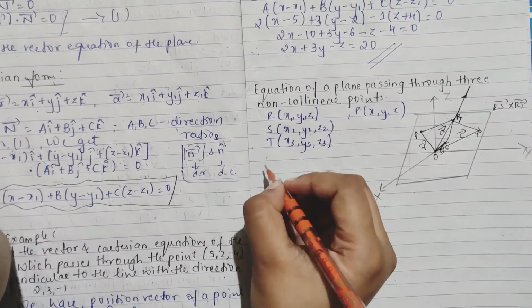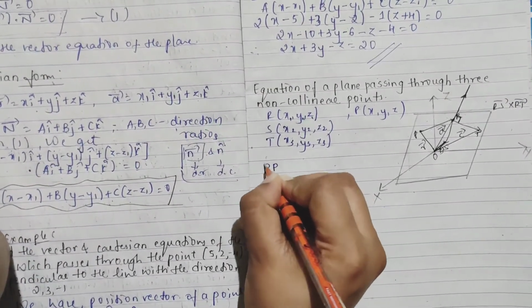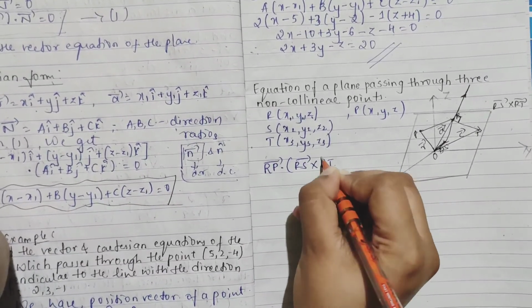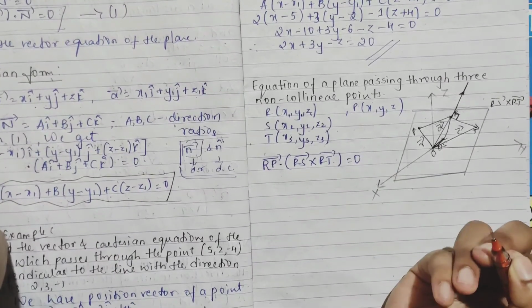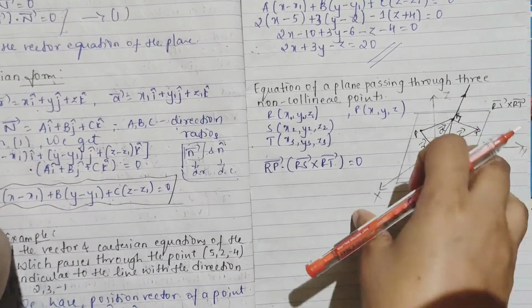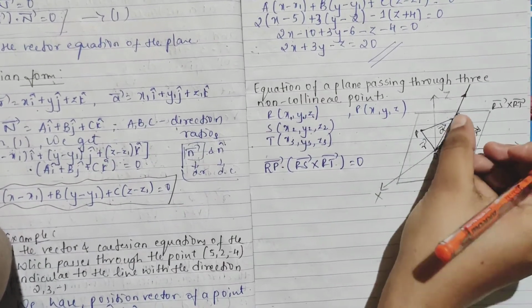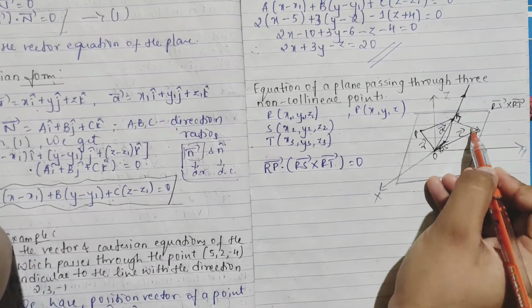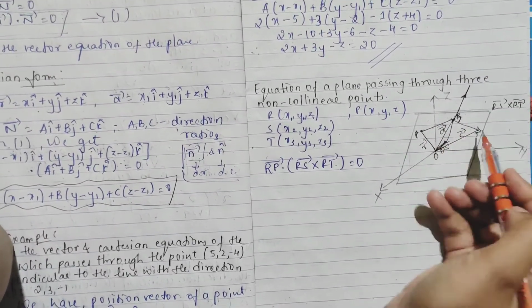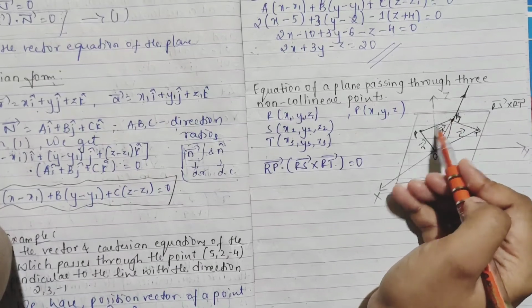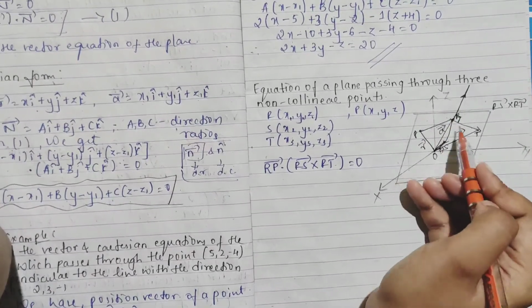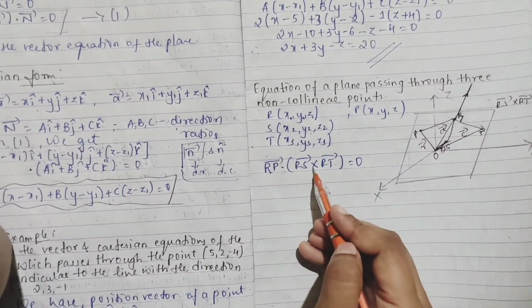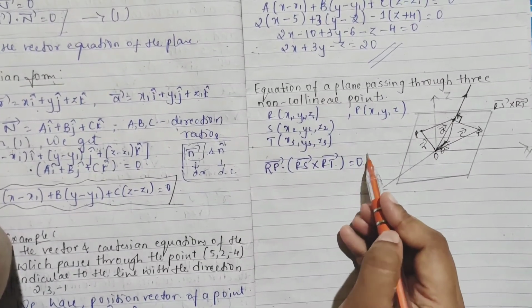So, how can I write? I can take RP dot vector RS cross vector RT is equal to 0, right? Because your RP is also on the plane, vector RS is also on the plane, and vector RT is also on the plane. But your vector RS cross vector RT is normal to the plane, and this normal is perpendicular to your vector RP. So I can apply the dot product as vector RP dot vector RS cross vector RT is equal to 0, perpendicular part, so you get 0.